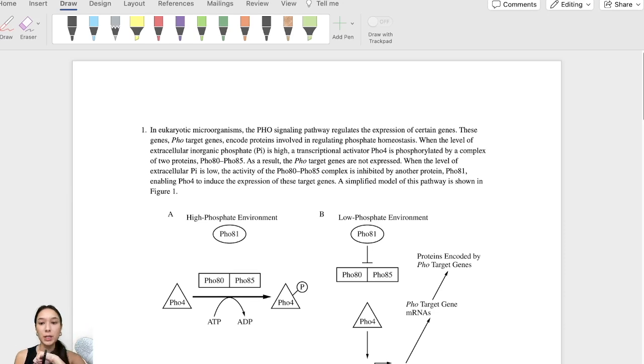Hello and welcome. Today I'm going to be going through the FRQ questions for the AP exam from 2023. We're going to go over each question individually and we're going to go through how to approach these questions as well as how to answer them.